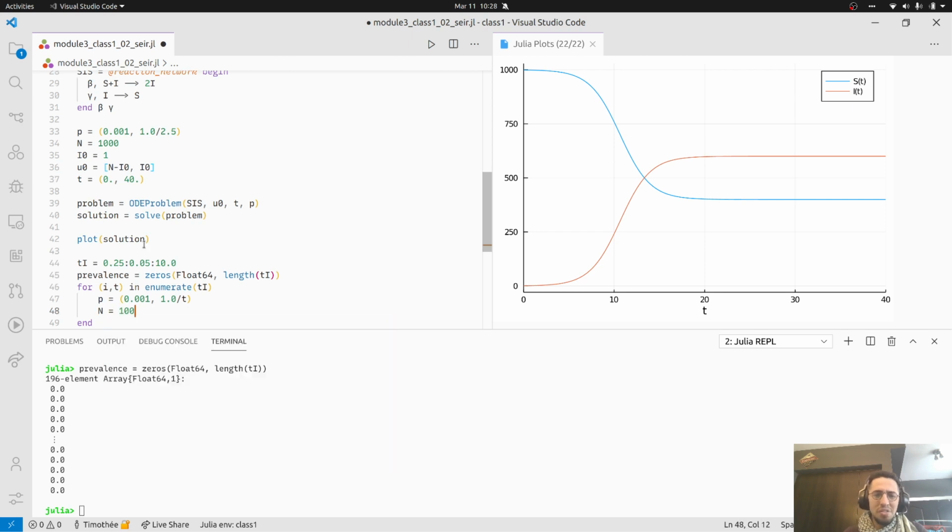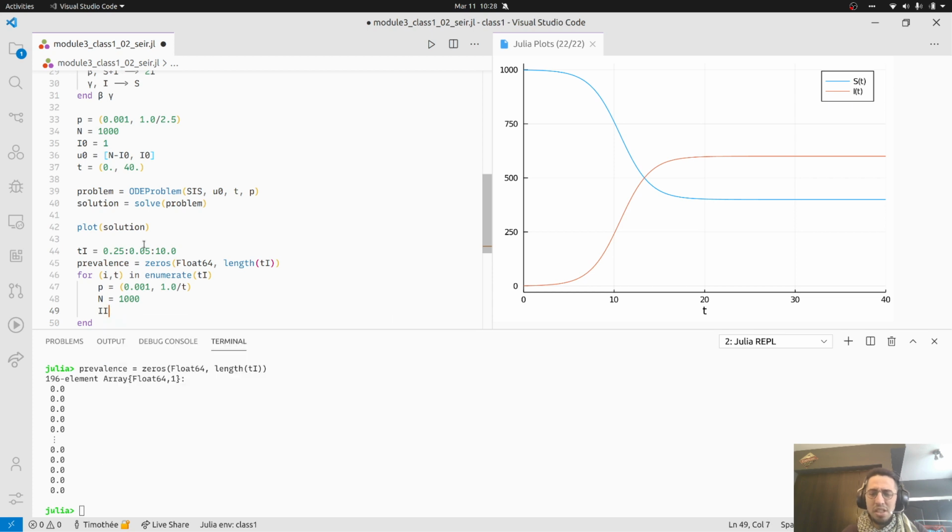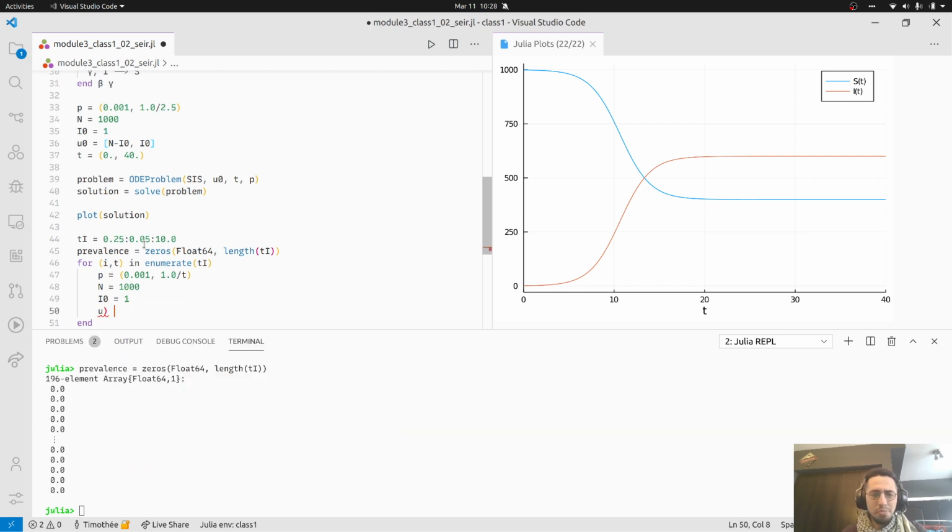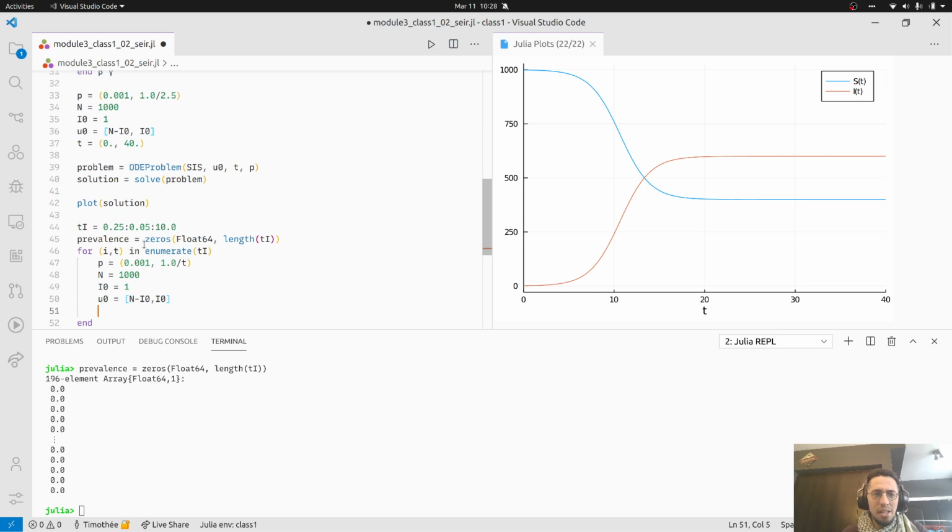We're just going to specify everything here. No, we don't need to specify everything here, but we're going to do it because it's going to be easier to read, and that's more important. So U0 is equal to n minus I0 and I0. T is still going to be 0.